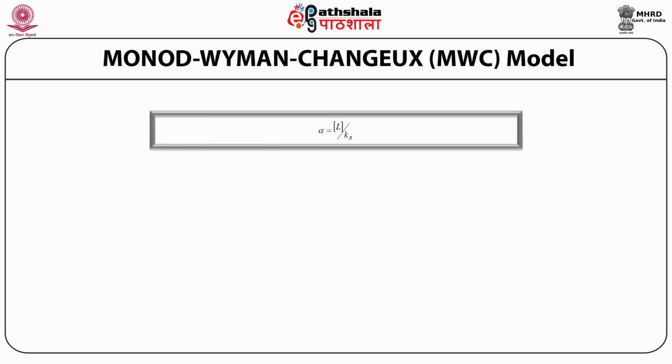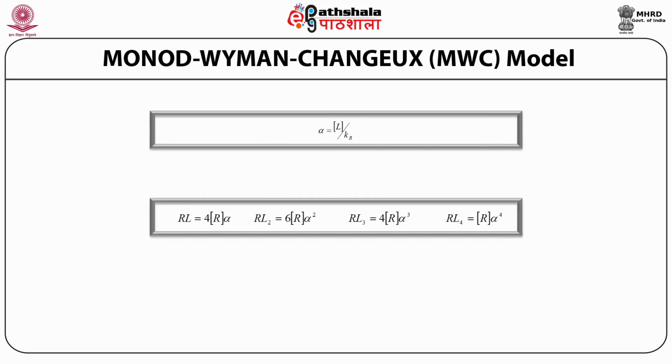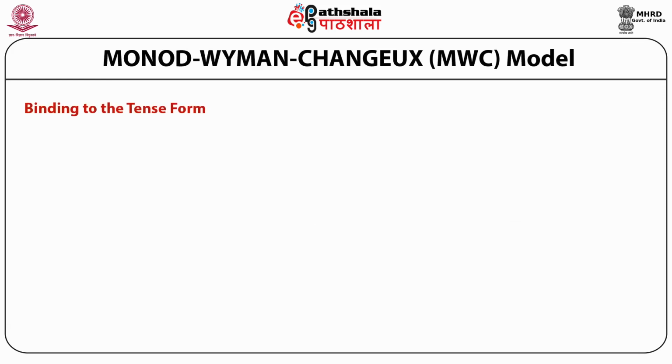Now we can express RL, RL2, RL3 and RL4 in terms of R and alpha, and the simple equations which we get are: RL is equal to 4R alpha, RL2 is equal to 6R alpha squared, RL3 is equal to 4R alpha cubed, and RL4 is equal to R into alpha to the 4. Suppose binding is to the tense form.